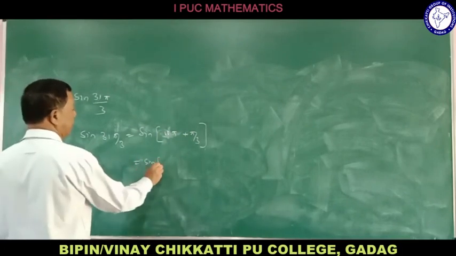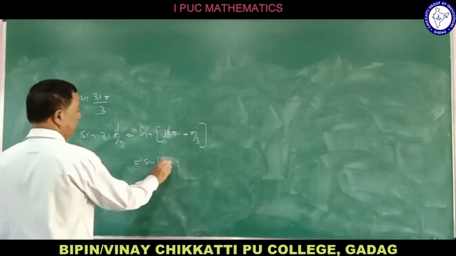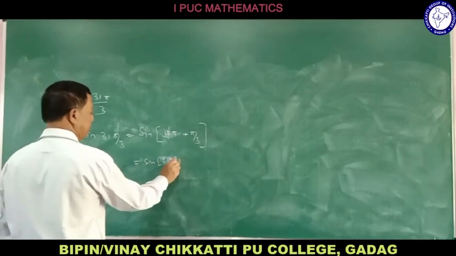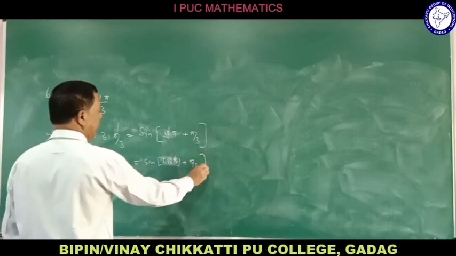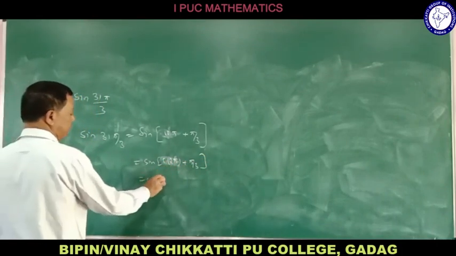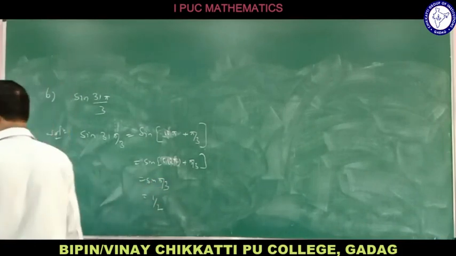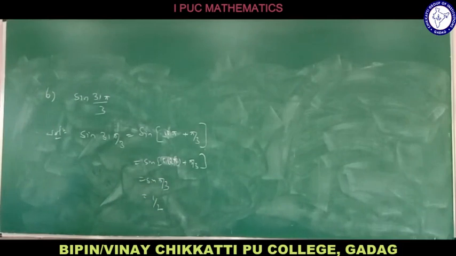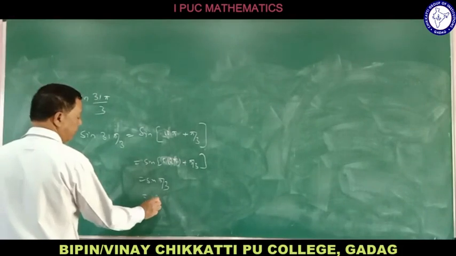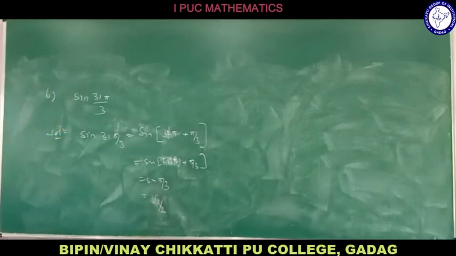30 means 2 into 5 pi, that is, 2 pi bracket complete into 5, so 5 times 2 pi plus pi by 3. Since 2 pi is 360, this is sine pi by 3. Sine 30 is 1 upon 2, but this is not 30, it is sine 60. Sine 60 means root 3 by 2. So pi by 3 is 60 degrees, and the value is root 3 by 2.